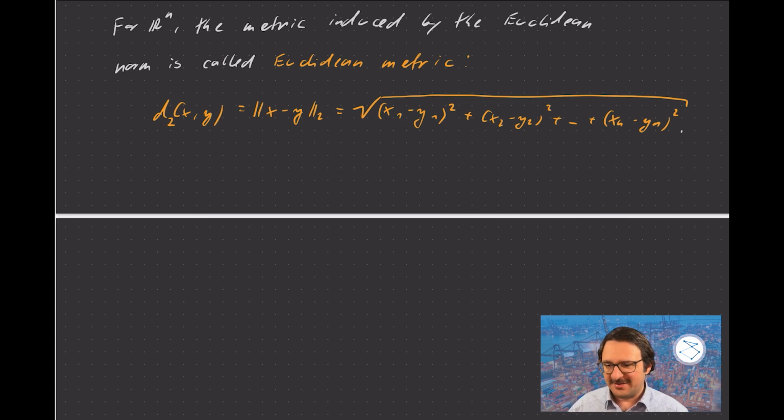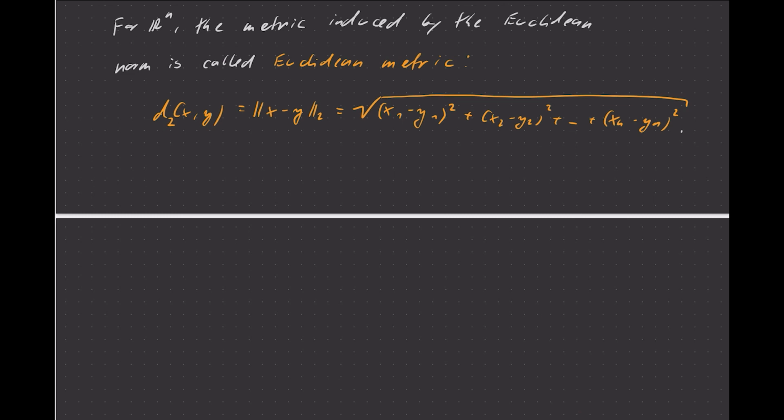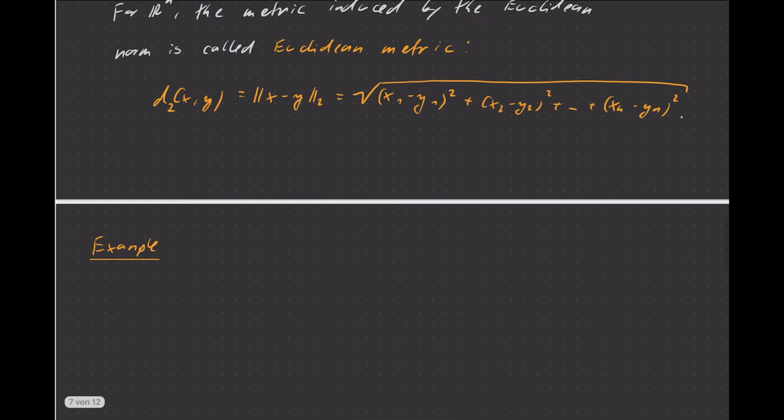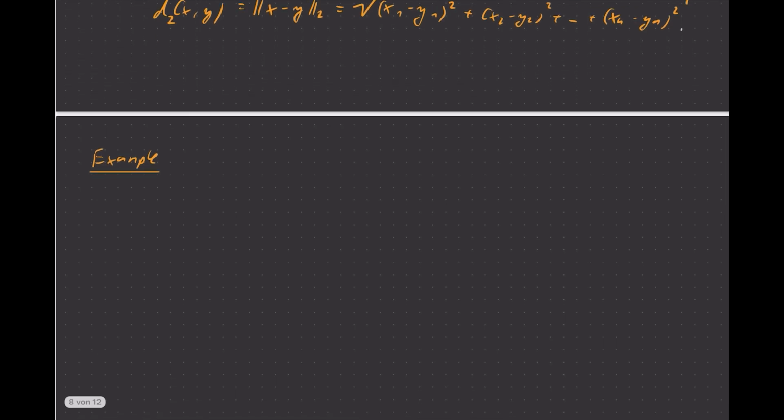Not very surprising. Just one more example, and that is a metric that is not induced by a norm. So there are also metrics that are not induced by norms. A possible example is the discrete metric, and that works on any vector space, because the definition is so general that it doesn't really make use of any specific vector space property.